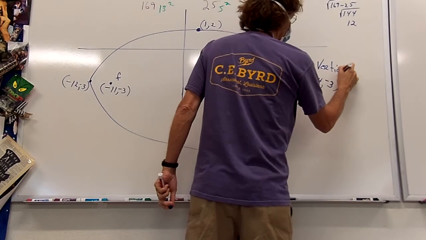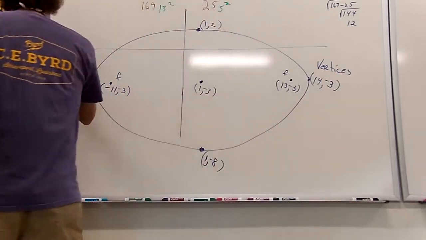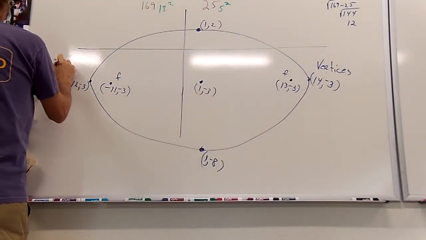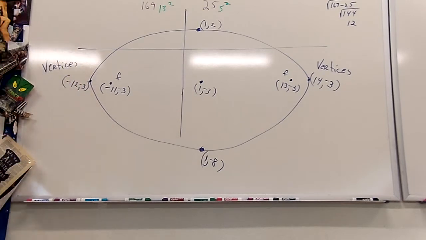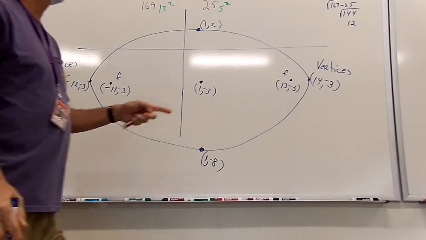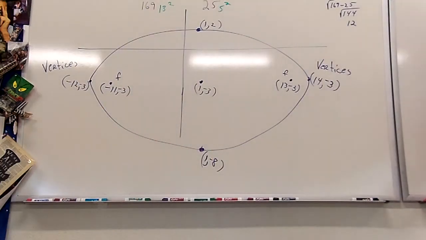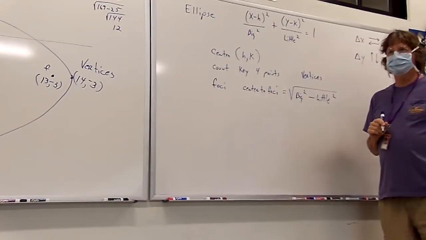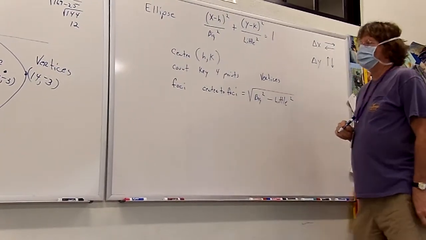Now, these are the vertices. Okay, those are called the vertices. So we found the foci, we found the vertices, and really, when you found the 4 key points, you knew one of them was a what? You found the vertices right there. When you found the 4 key points, you actually found the vertices. All right?